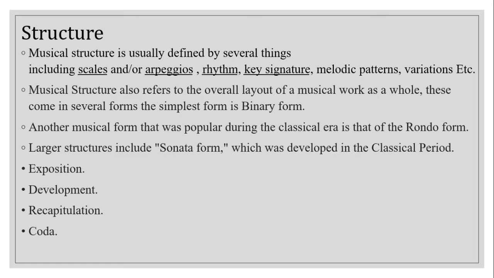Now, the next one is recapitulation. Now, this normally returns to the tonic key with the main theme and the subdominant theme. And this is where the subdominant theme is often reworked to stay in the tonic. And the last part is the coda, which concludes the piece, basically the ending of the piece. And this is how a sonata structure is built.